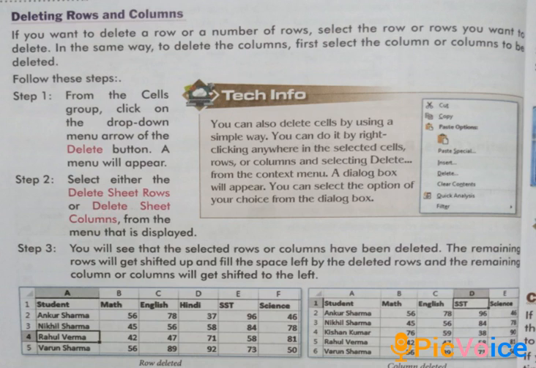Then step 3 is, you will see that the selected rows and columns are deleted and the remaining rows will get shifted up and fill the space left by the deleted rows, and the remaining column or columns will get shifted to the left.